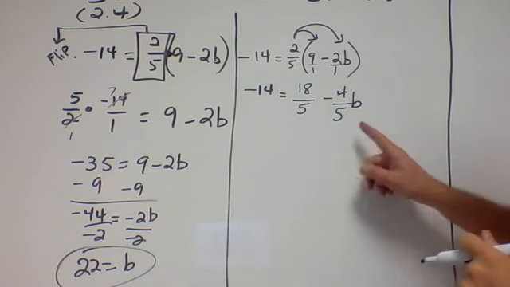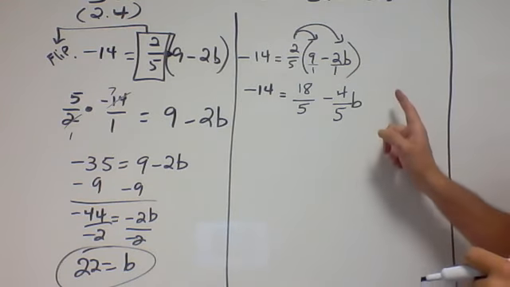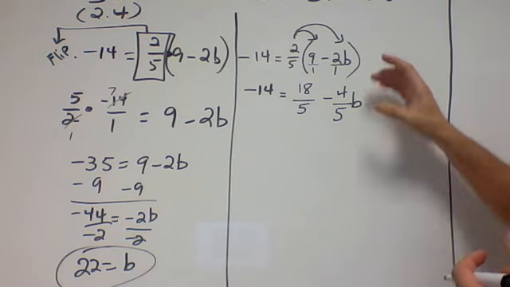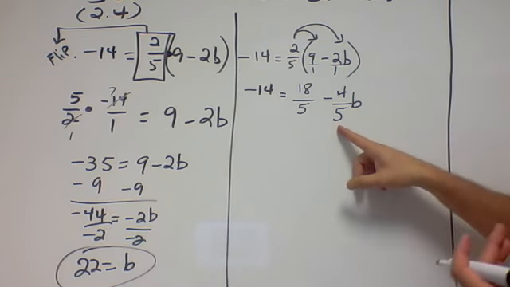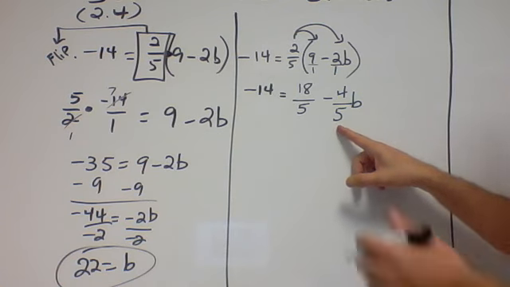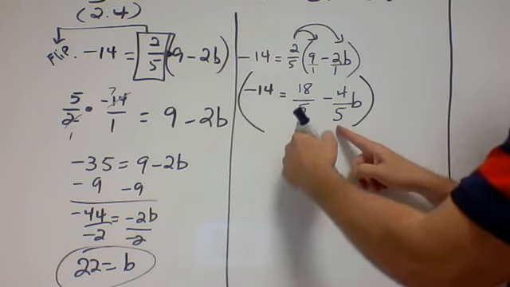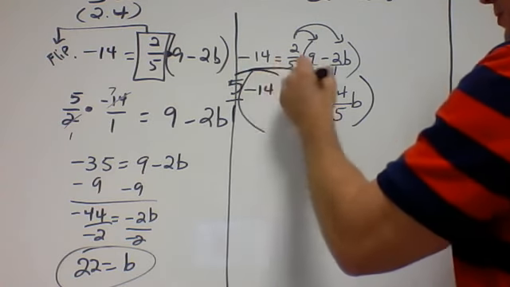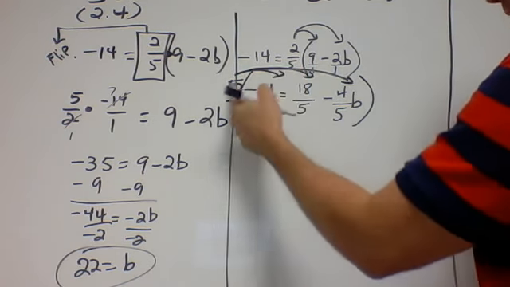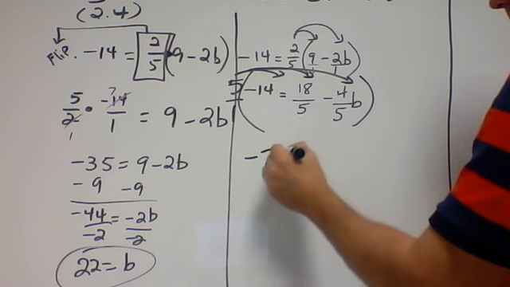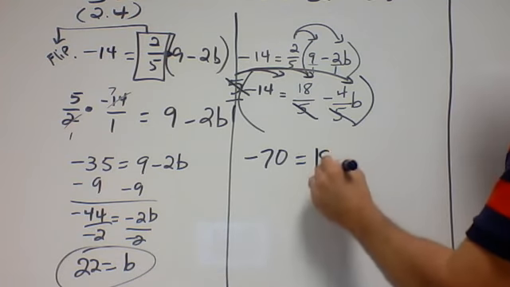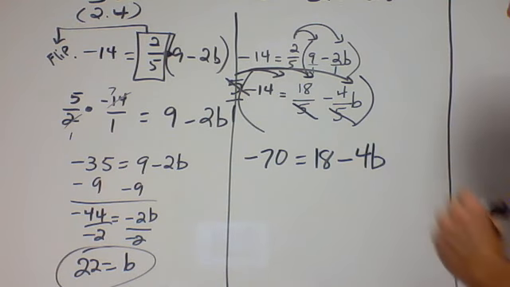And right from here I notice I don't have any parentheses, and for myself this would be a good time to use the LCD method. It's an easy LCD to multiply by. Both 5s are going to go into 5, and then I distribute. So distribute, distribute, distribute, and when I do that, 5 times negative 14 is negative 70 equals, the 5s cancel with this 5, so it's 18 minus 4b.